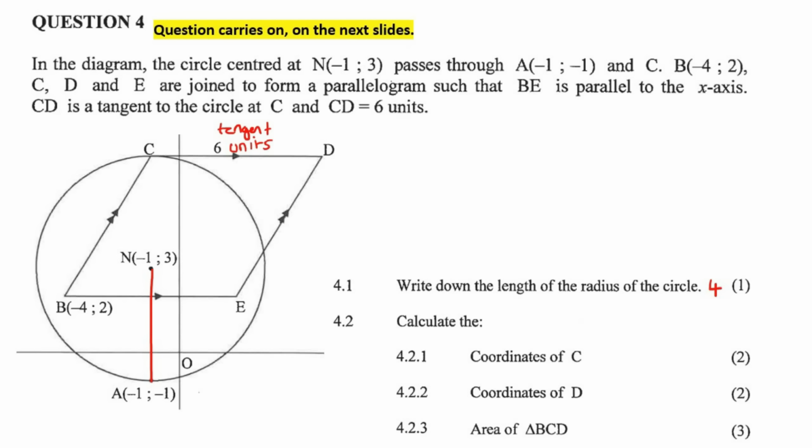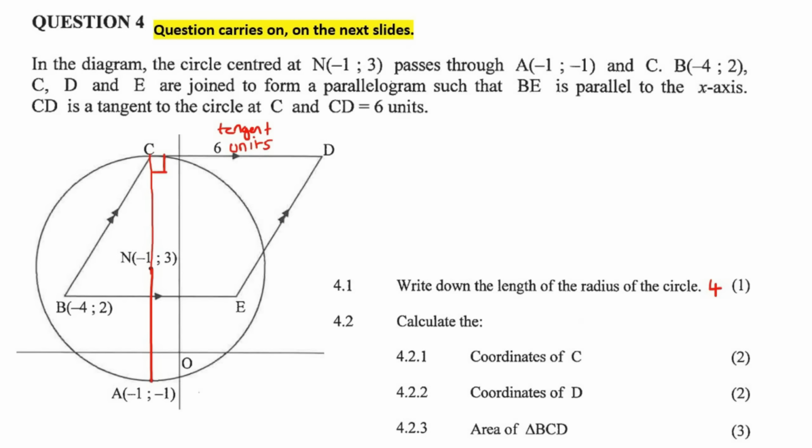Now it says calculate the coordinates of C. Well, you see, C would be directly above. How do I know that? I know that because this line is parallel to the x-axis. So this line is also parallel to the x-axis. This radius always hits a tangent at 90 degrees. So if this is parallel to the x-axis, then this line must be parallel to the y-axis. And that is why it has gone directly up like that.